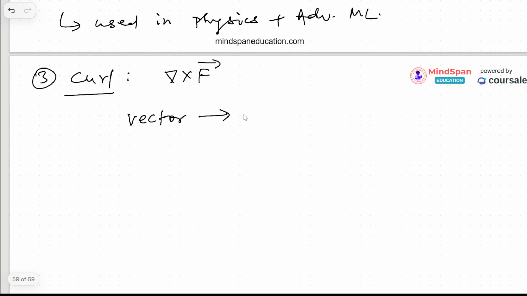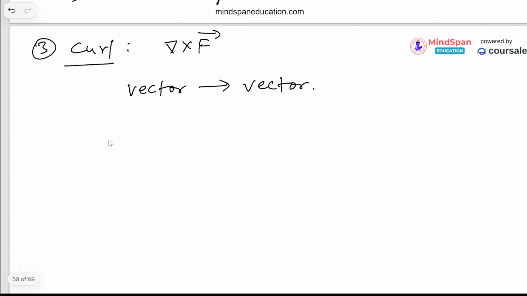Similarly, there is another operator. This is called curl. I'm giving you just an introductory brief of these wordings so that somewhere it is related to our calculus and they are being used in machine learning extensively. This is a cross product with a vector. That means it will convert a vector into a different vector, and it is mainly used in vector calculus.